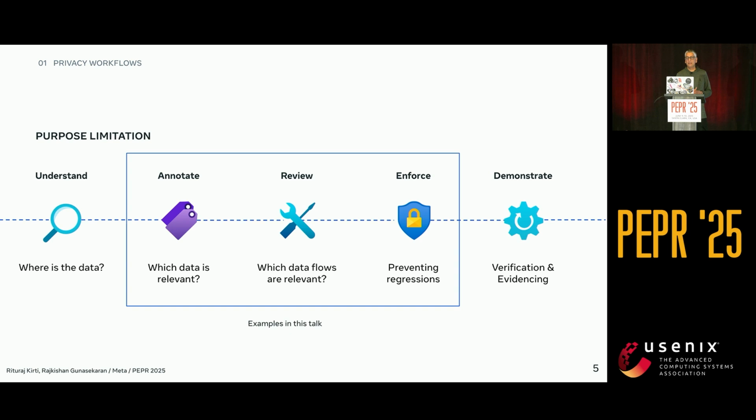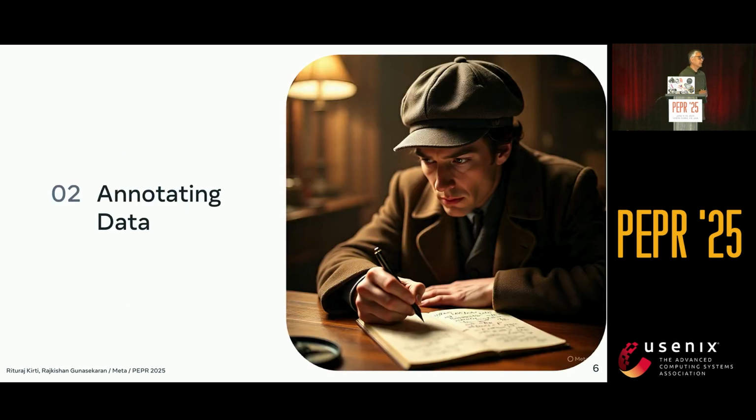And finally, we have demonstrate. This is how we prove to ourselves that the whole system is working, whether we are meeting the privacy requirements or not. This has components of continuous verification, governance, and evidencing. In this talk, I'm going to take a look at examples from the middle three steps that I described here. Let's take a look at annotating data.